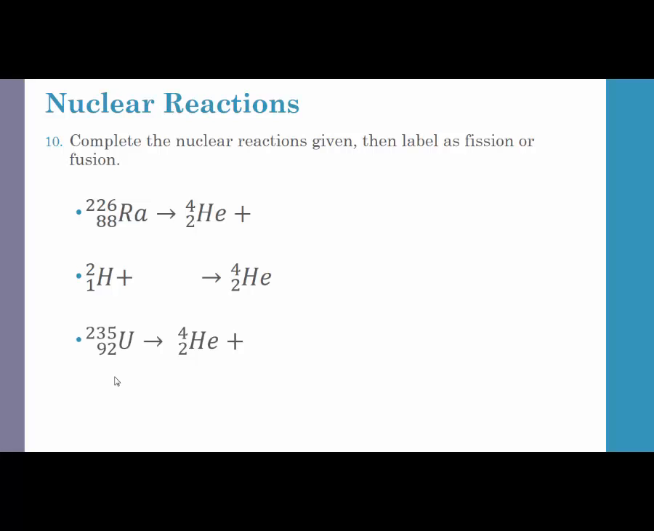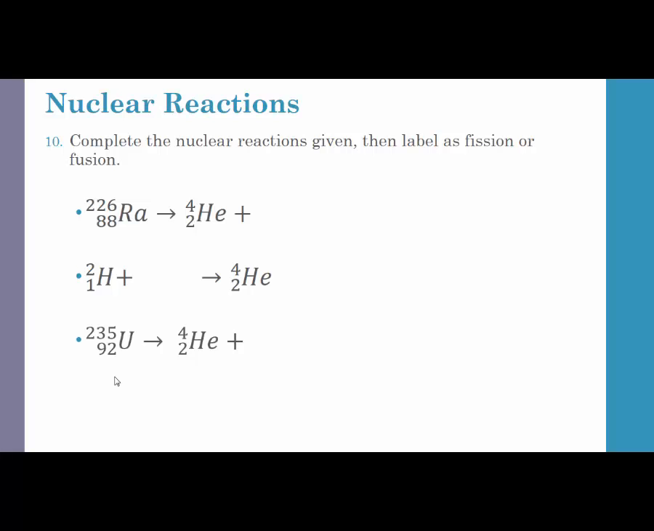Question 10 is about completing the nuclear reactions and then identifying whether or not they are fission or fusion. The main rule whenever you write nuclear reactions is that we want the top numbers to add up to the same thing on both sides of the arrow, and the bottom numbers should add up to the same thing on both sides of the arrow.